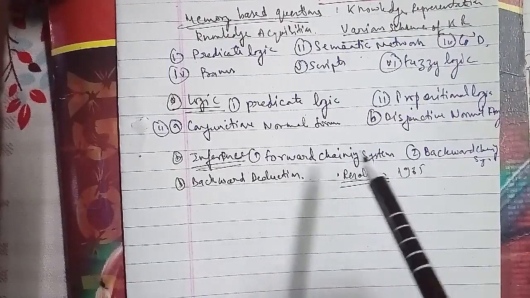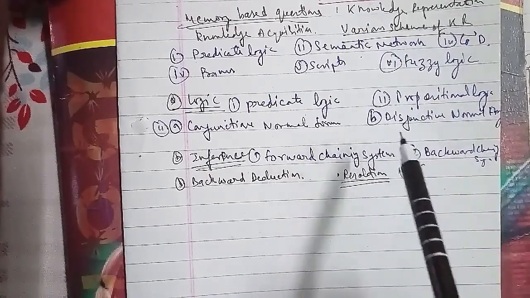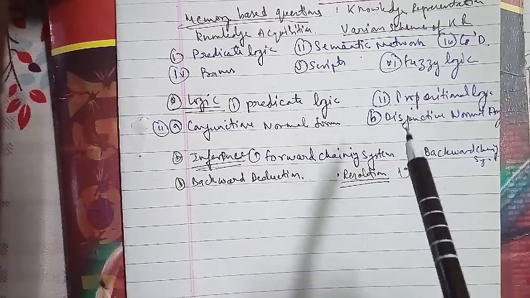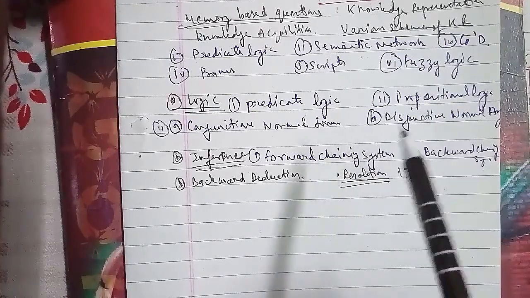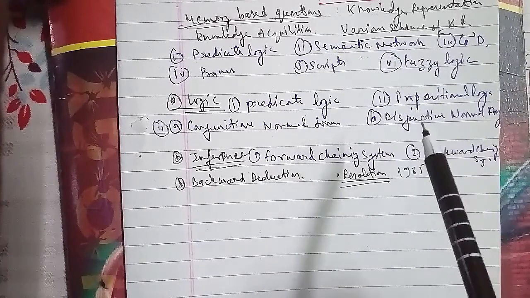Properties of semantic network. This has also been asked of memory based questions only. So in the properties of semantic based network, there are the properties of semantic networks. The first we have is inheritance.